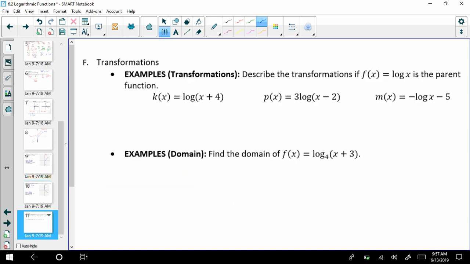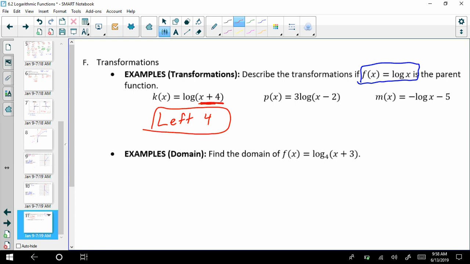And the last things left, I just want to make sure we still are reviewing the transformations. So describe the transformations if this time log x is the parent function. So on this first one, they have a plus 4. See how the plus 4 is inside the parentheses with the x. So since it's inside with the x, this is going to be either left or right. And remember, it's a liar. So this graph would actually be moved left 4.